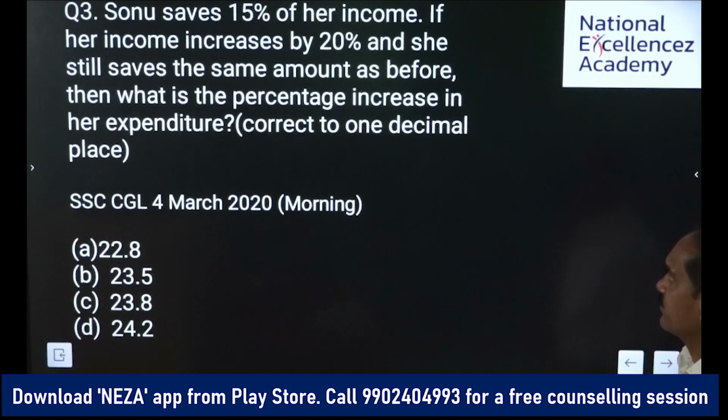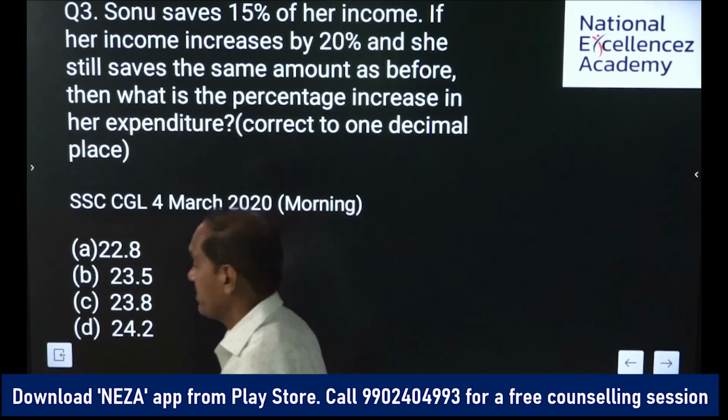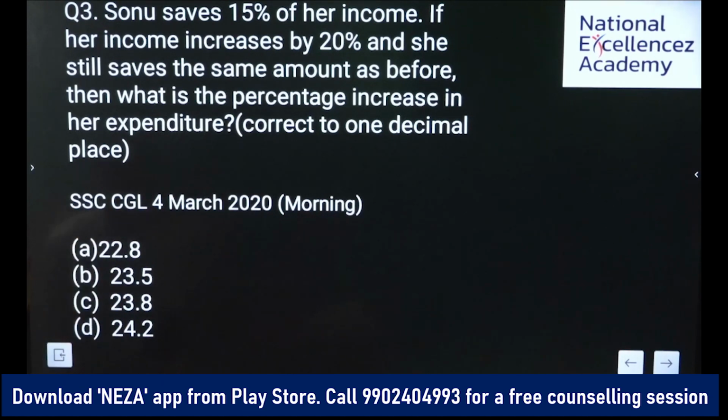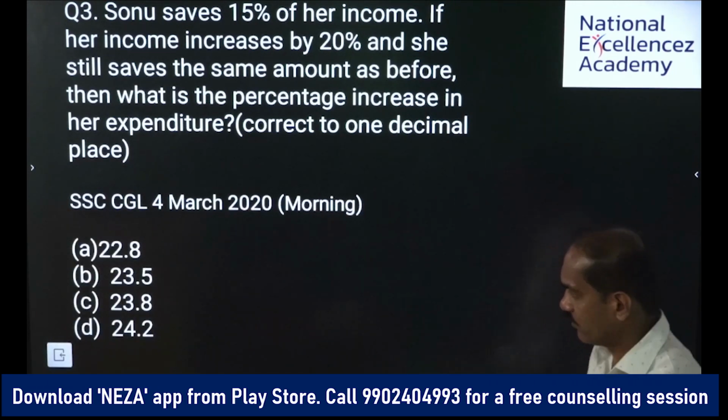Sonu saves 15% of her income. If her income increases by 20% and she still saves the same amount as before, then what is the percentage increase in her expenditure? This was asked in SSC held on 4th March 2020 morning sitting. And your options are 22.8%, 23.5%, 23.8 and 24.2.